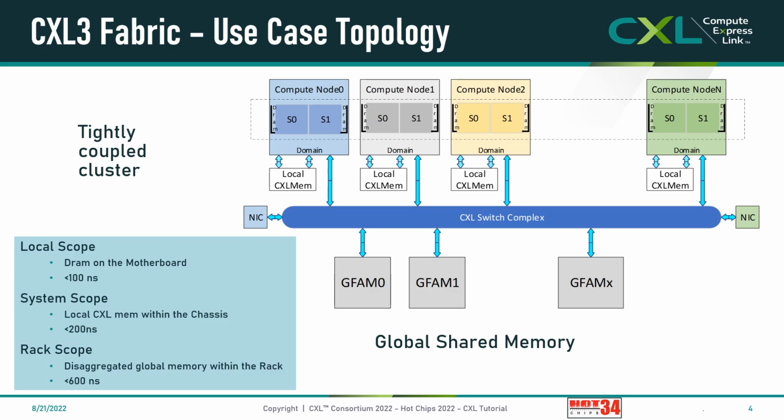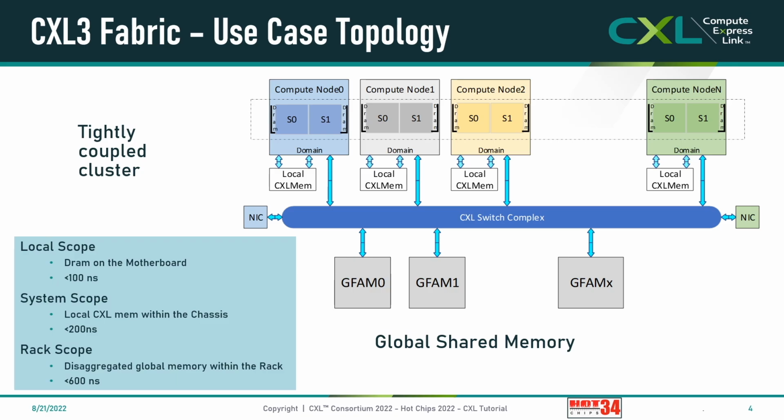Latencies are shown for 3 tiers of memory within the system. The first tier is referred to as local scope. This is defined as DRAM on the motherboard. Here the latency is expected to be sub 100 nanoseconds. And of course, this is load dependent for the system.